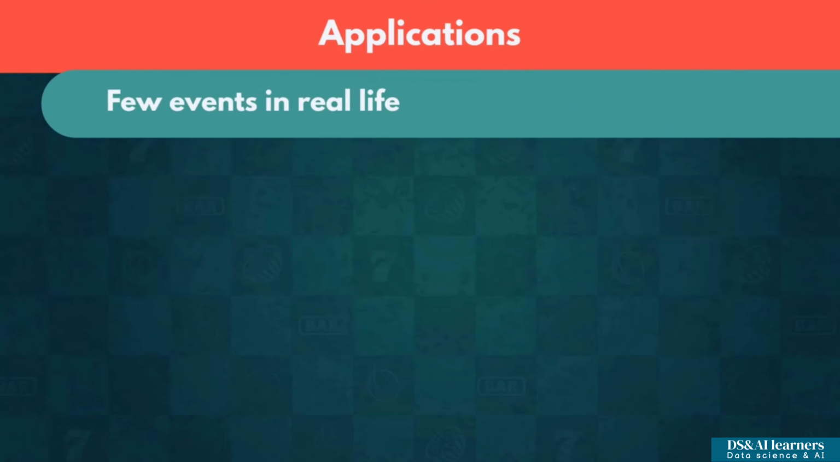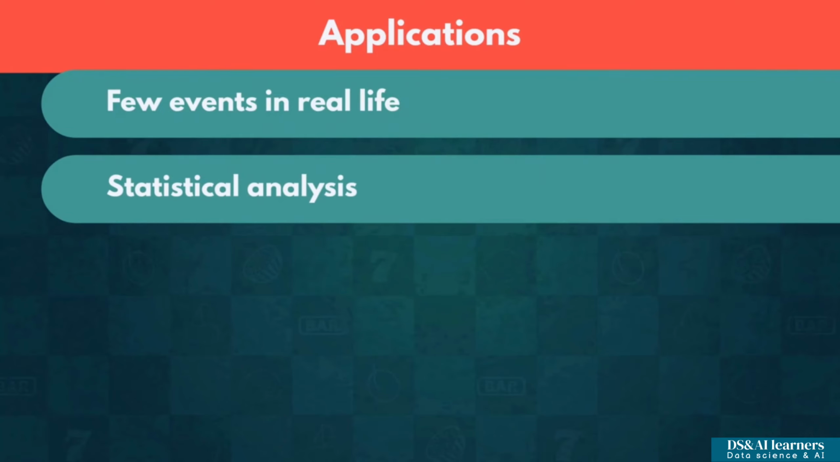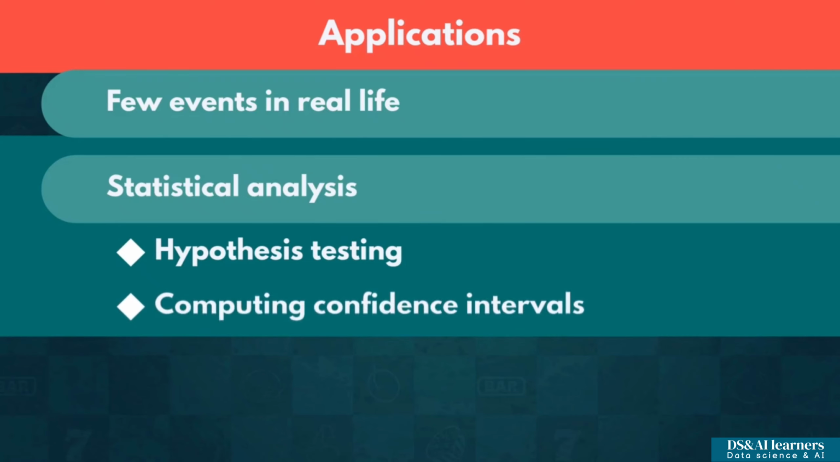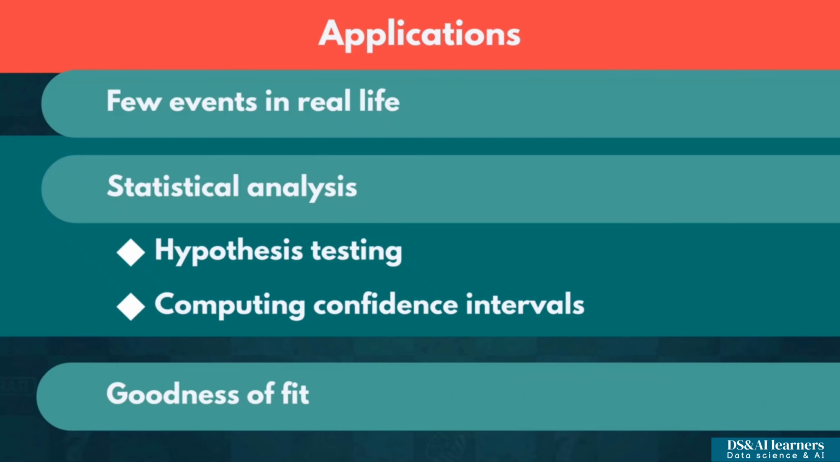Very few events in real life follow such a distribution. In fact, chi-squared is most featured in statistical analysis when doing hypothesis testing and computing confidence intervals. In particular, we most commonly find it when determining the goodness of fit of categorical values. That is why any example we could give you would feel extremely convoluted to anyone not familiar with statistics.